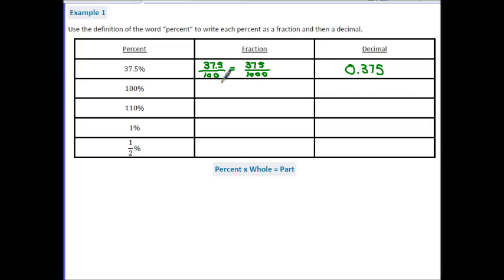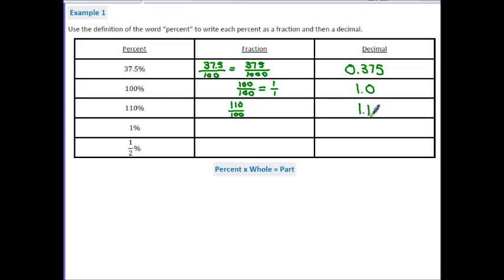So the next one, we have 100. This would be 100 divided by 100. And notice 100 divided by 100 is actually equal to 1 over 1, which as a decimal would actually be 1.0. 110 would be 110 over 100. Now in this case, the top number is greater than the bottom number. So we should get a number that's greater than 1 when we divide these two. So if we take our calculators and do 110 divided by 100, you will get 1.1.